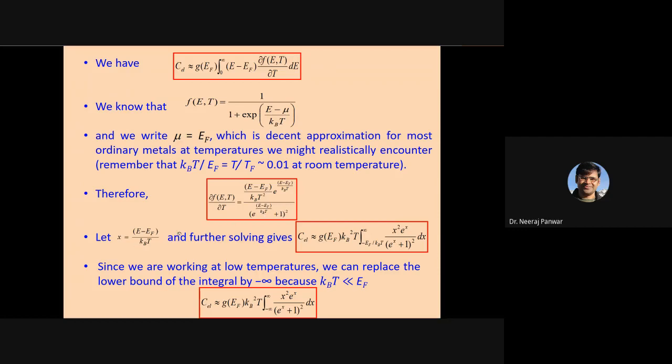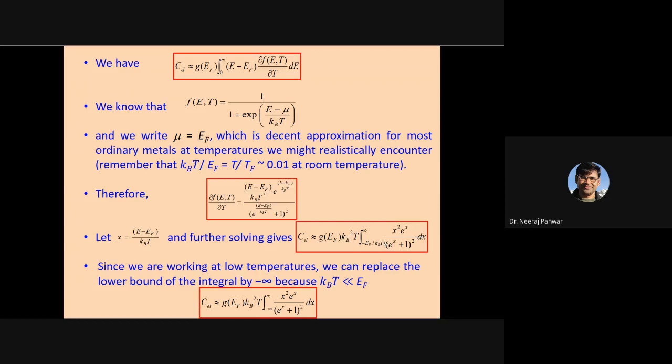Now we assume that (E minus EF) upon kBT is equal to x, and then we calculate how the limits are going to change, and then we will get this expression: C_EL would be equal to G at EF times kB square T, and now the limits are going to change from minus EF divided by kBT to infinity, and the integrand would be x square e to the power x divided by e to the power x plus 1 to the whole square dx.